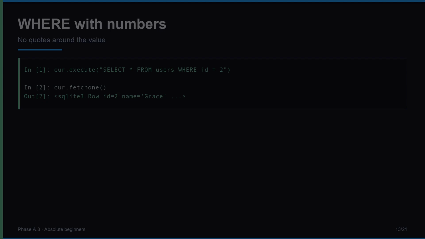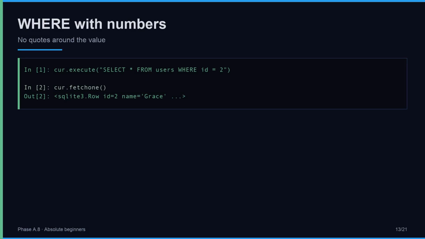Text in quotes. Where also works with numbers, and notice, no quotes around the value. Select star from users where id equals 2. The number 2 has no quotes because it is an integer, not text. SQLite finds the row whose id column equals 2 and returns it. Since it is the primary key and therefore unique, at most one row can match. This is the most common lookup pattern in real apps, fetch one row by its id. Combine where id equals with fetchone, and you have a precise, fast single row lookup.